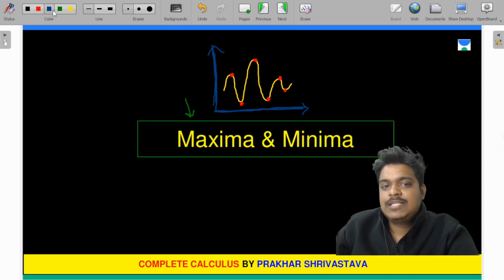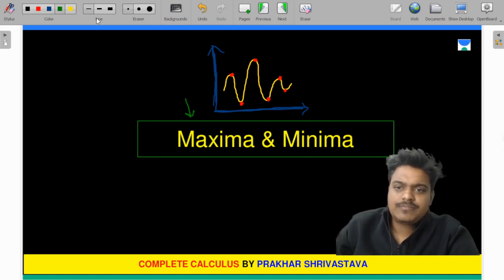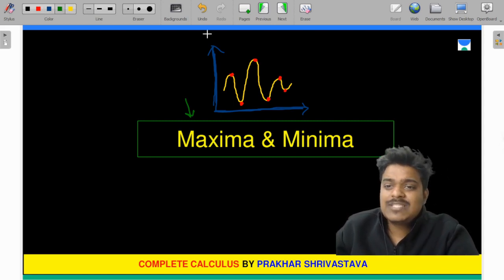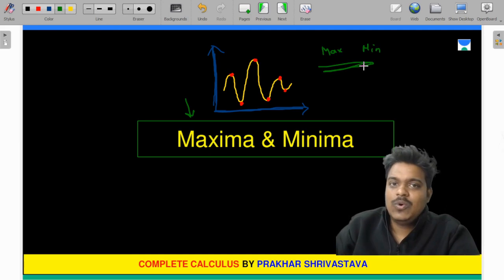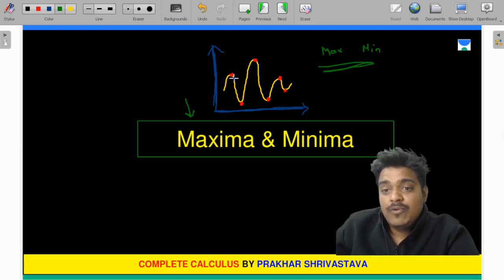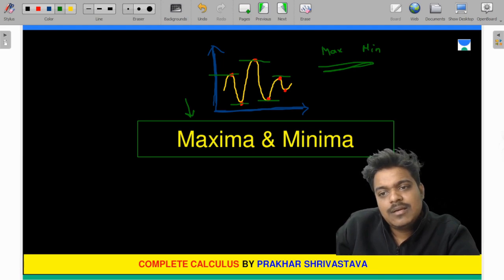Now, if I ask you one very important thing, what is common among all these points? They are maxima or minima, that I know. But what is the physical thing that is common in all of them? If you try to draw a tangent at these points, they are all parallel to the x-axis.